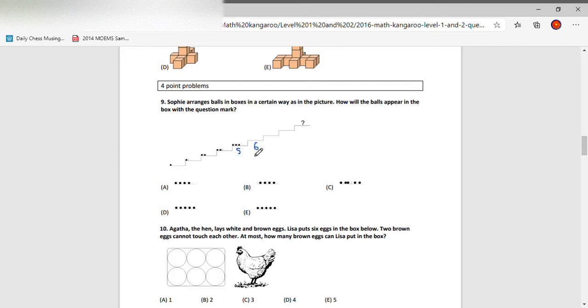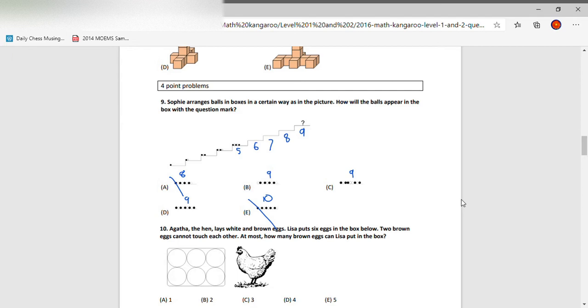So here there will be 6, 7, 8, and 9. So we can cross out the ones that don't have 9. So A has 8. So it cannot be A. B has 1, 2, 3, 4, 5, 6, 7, 8, 9. So there's a possibility it could be B. So C, 1, 2, 3, 4, 5, 6, 7, 8, 9. There is a possibility it could be C. Now D. D has 9. Now E has 10, so it cannot be E. So we have narrowed it down to B, C, and D.